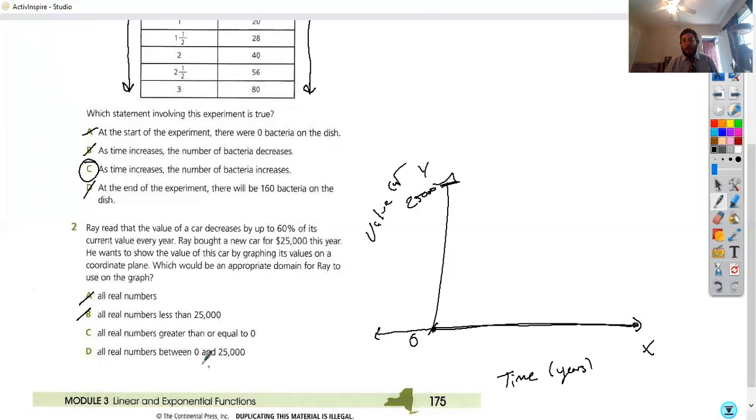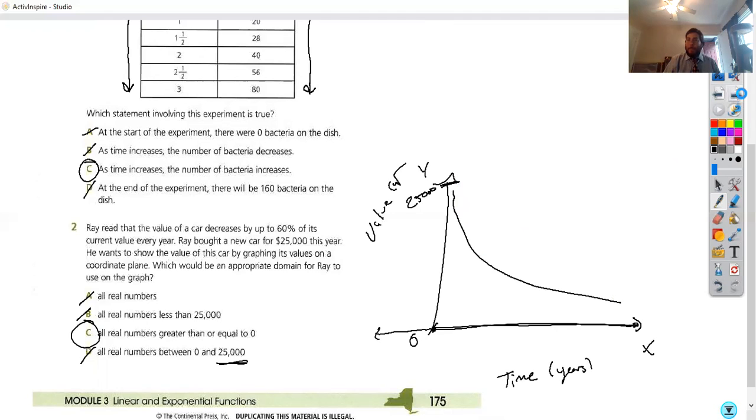And all real numbers between 0 and 25,000. Well, I'm sure he's not keeping this car for 25,000 years. So I think we can just keep it at all real numbers greater than or equal to 0 as our domain there. And then we'll see the graph, which will show us something similar to this here, showing that decrease in value over time.